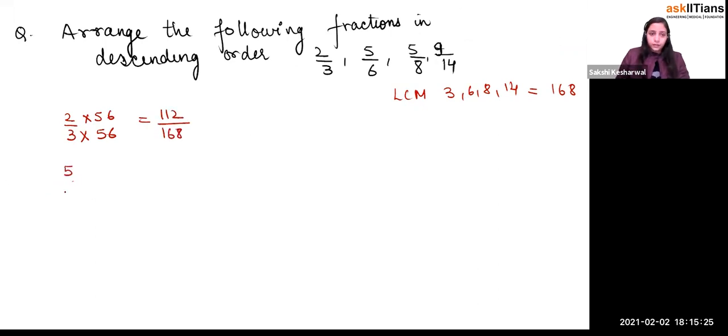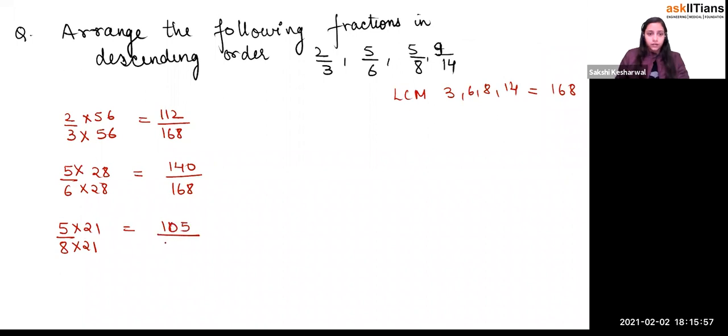Now you have 5 by 6. You will be multiplying this by 168 divided by 6, which you have to do mentally, that is 28, right? So 28 into 5 is 140 upon 168. Now you have 5 by 8, so multiply by 21, which gives 105 upon 168. Similarly 9 by 14.